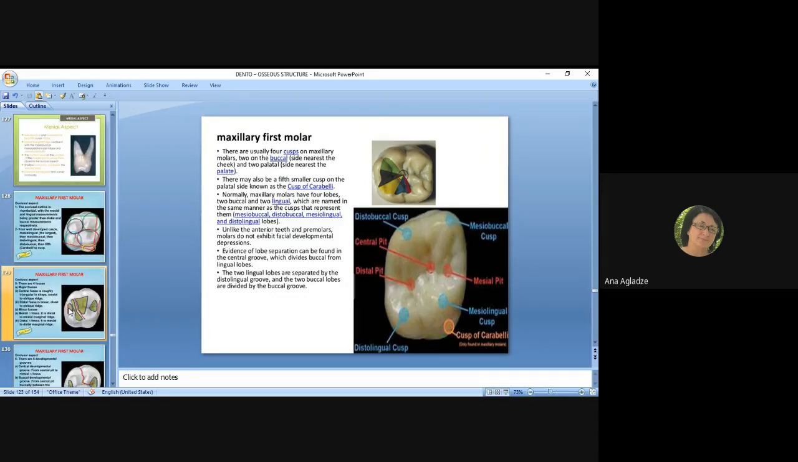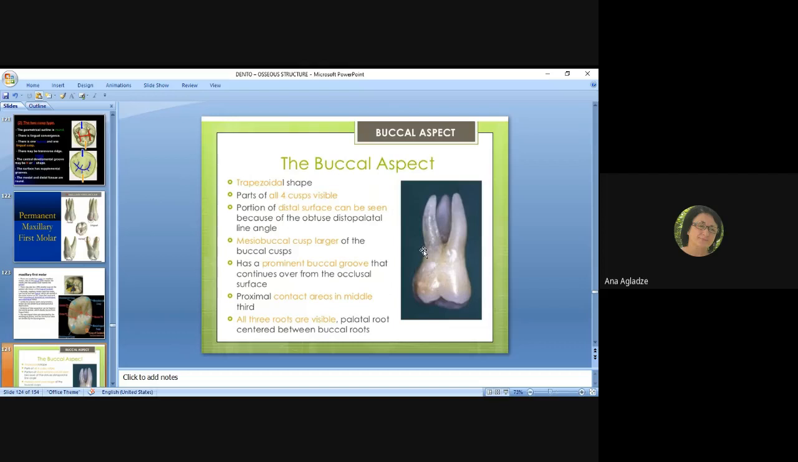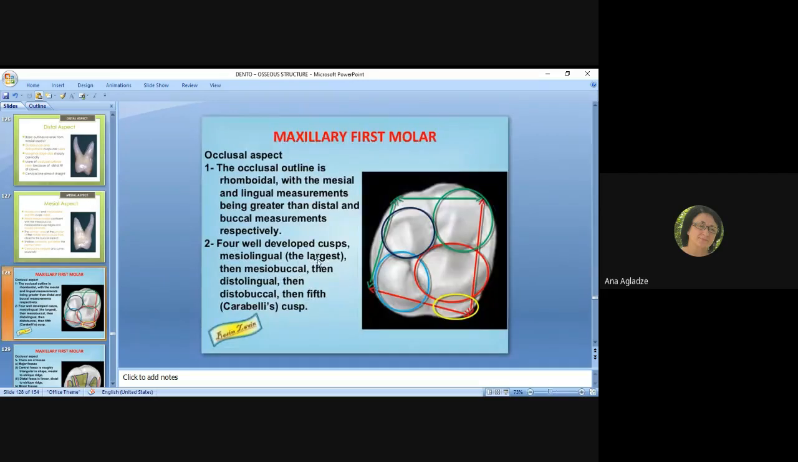And let's see, yes, you can see this is the buccal aspect. It is trapezoid in shape. It has four cusps. Yes. The mesiobuccal cusp is larger, and we see this in the occlusal view. This is the mesiobuccal cusp. Yes. And this is the mesiolingual cusp. This is the mesiobuccal, which is larger. This is the cusp of Carabelli here, the fifth cusp.